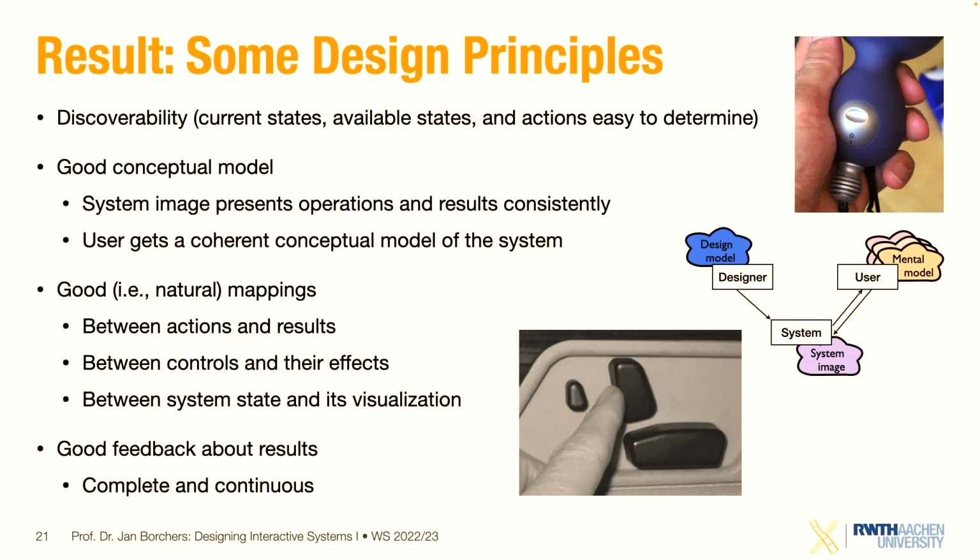And finally, giving feedback about results. So what happens when I do something, like when I flip the hairdryer to a certain setting, or when I push that button here on the control, there should be feedback happening consistently, as often as possible, continuously ideally, so that I know that the system is changing, that I'm now at a new position in my interaction with the system.